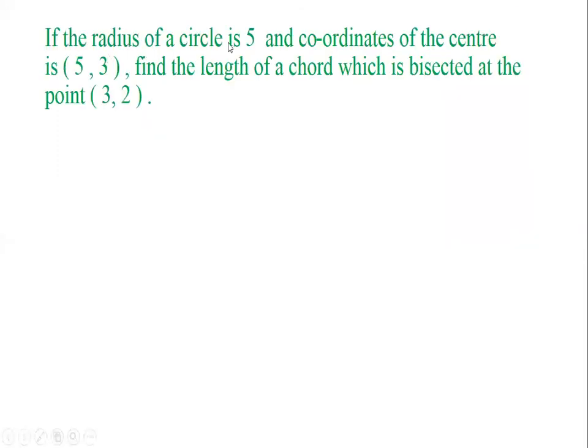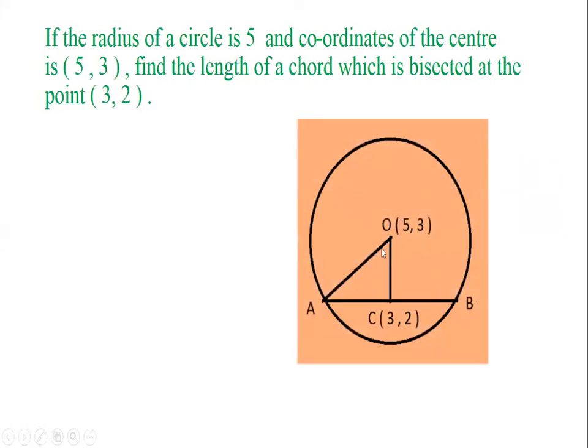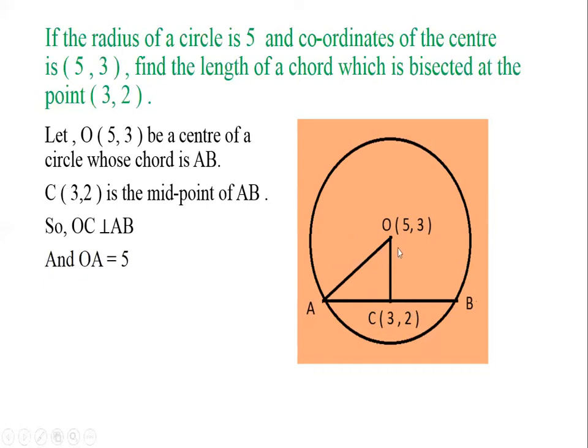If the radius of a circle is 5 and coordinates of the center is 5, 3, find the length of a chord which is bisected at the point 3, 2. Whereas at first we draw a figure where O is the center, C is the midpoint of chord AB. So OC perpendicular on AB. Here OA equal to 5 because the radius of a circle is 5.